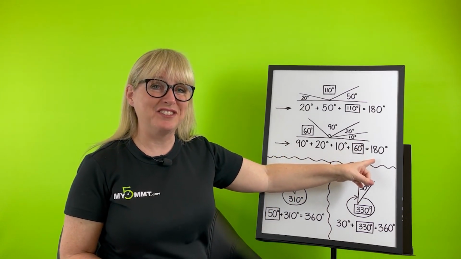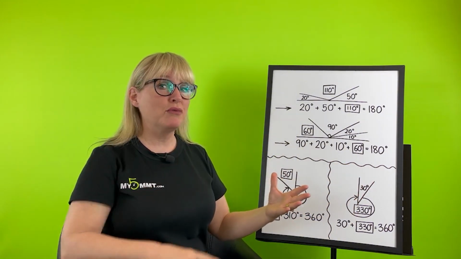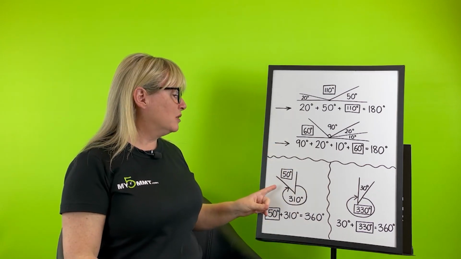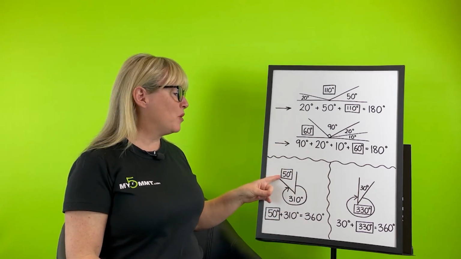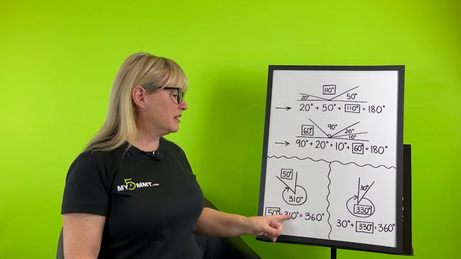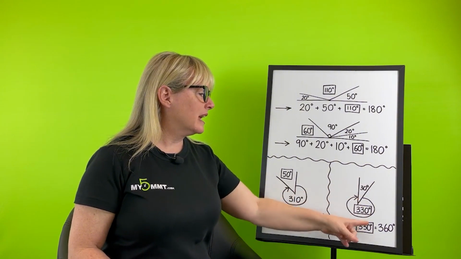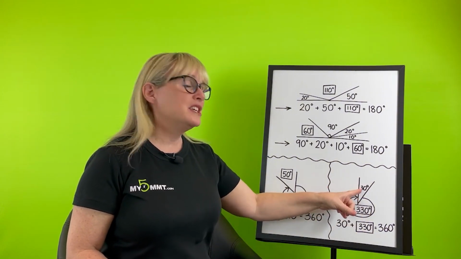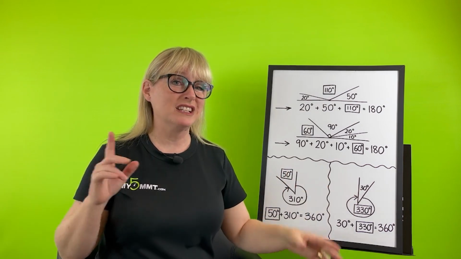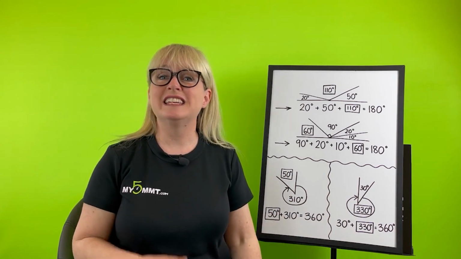Even if I'm looking at my reflex angles, I know that one full revolution is 360. I could take away my 310 and work out 50. I could use subtraction or I could add something plus 310 will be 360, so it must be 50 degrees. Here I'm working out this large angle here. If this is 30 and I know the full revolution is 360, that must be 330 degrees. So always use the angle types and the information and use what you know to work out what you don't to calculate a missing angle.